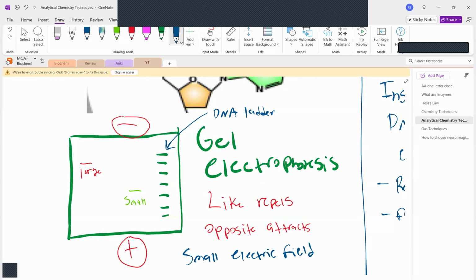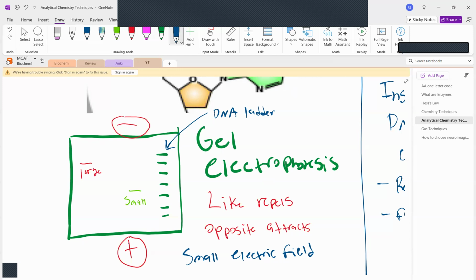So this is a larger compound. Larger compounds, as we said before, aren't able to move as far down because it takes a lot more energy, a lot more force, in order to move them further down. Whereas small molecules can go really fast.